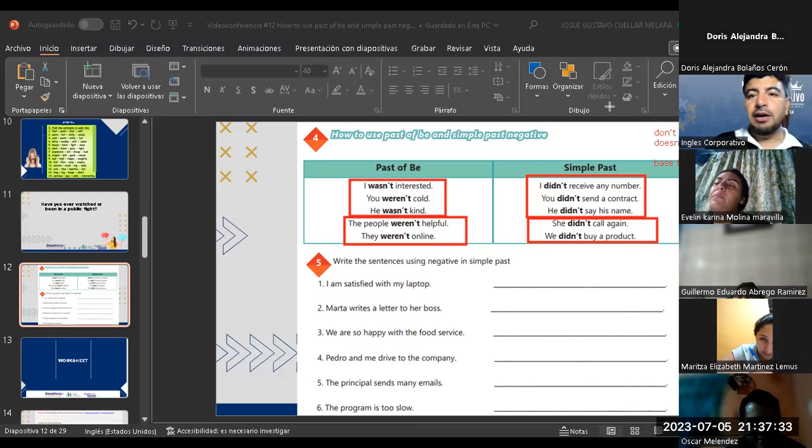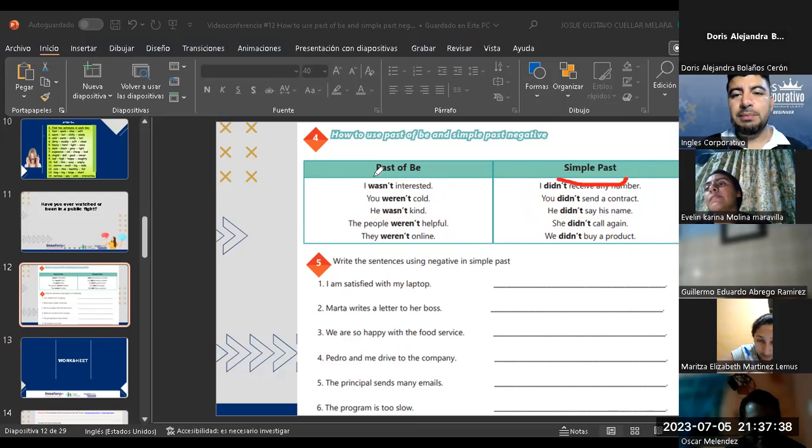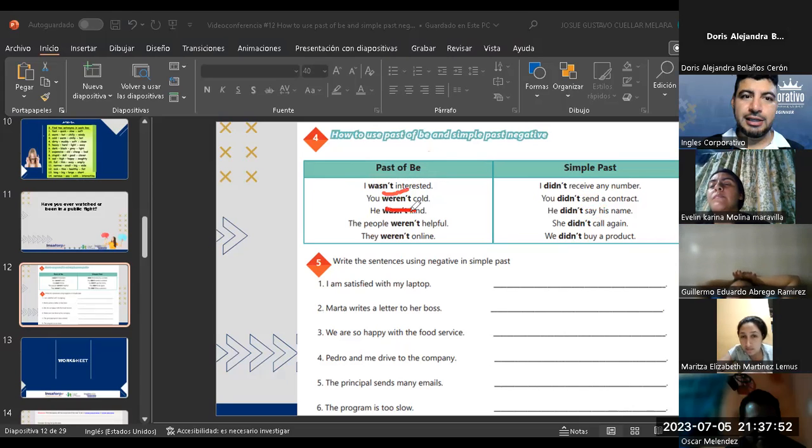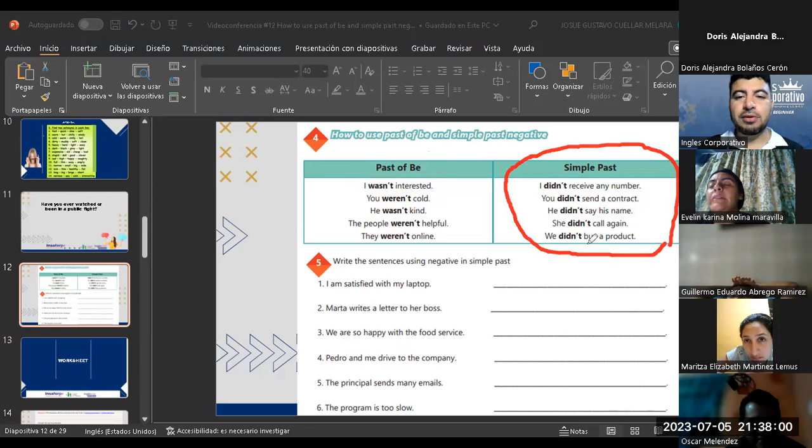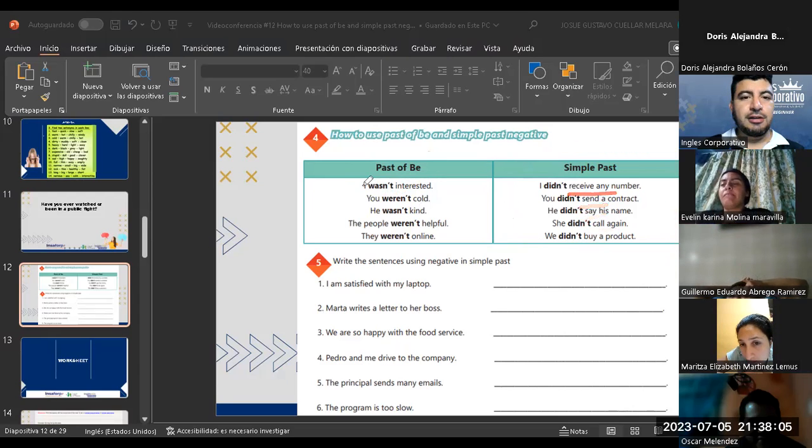Okay, thank you. Now, what is the difference between simple past and past of be? Básicamente, el pasado simple se trata de verbos. Todos son verbos. Y vamos a utilizar el didn't. Pero en el pasado de be, solo le vamos a agregar not, a was y a were. Esa es la diferencia. Another difference. Simple past verbs are action verbs. Todos estos son verbos de acción. Comprar, llamar, decir, enviar, recibir. En cambio, el past of be solo es ser o estar, pero en pasado.